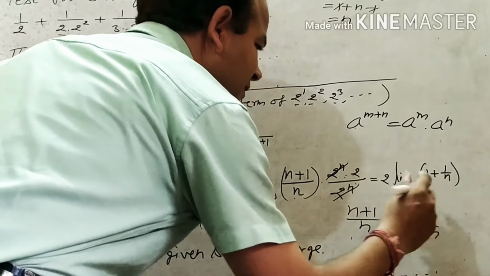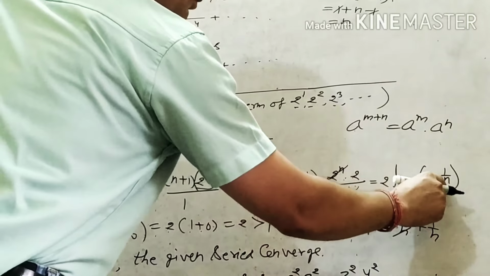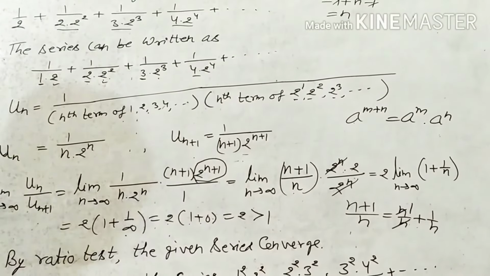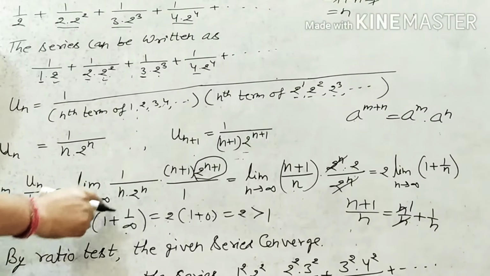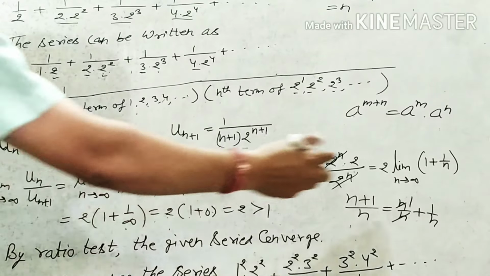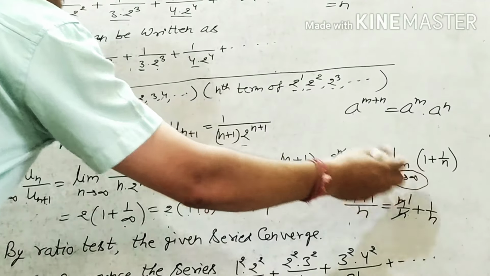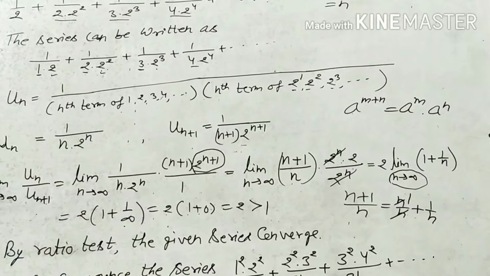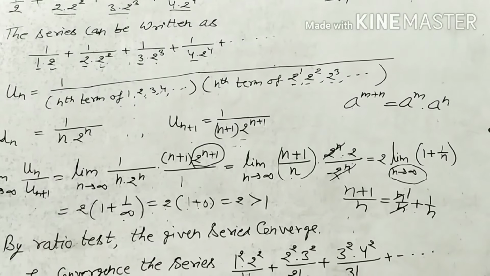n upon n will be cancelled out. That's why it is 1 plus 1 upon n. Now put the value of n as infinity, so it is 1 plus 1 upon infinity. n will be replaced by infinity. So you know 1 upon infinity will be 0.